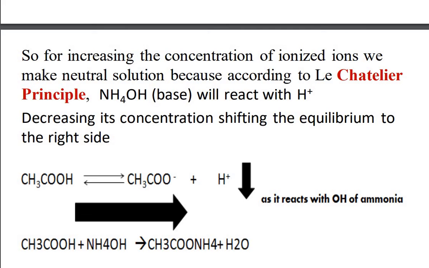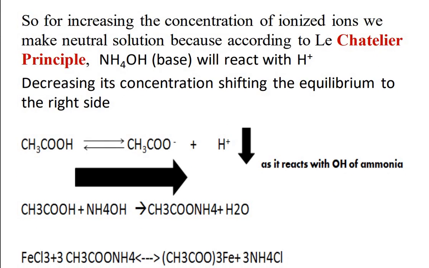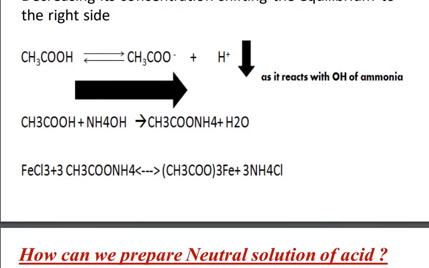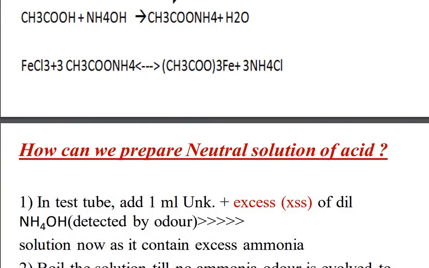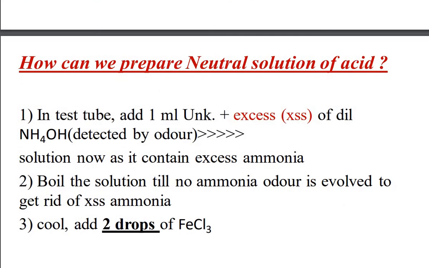You can see here as it reacts with the OH of ammonia. Now these are the reactions. Ferric chloride reacts with this. So how can we prepare a neutral solution of acid?